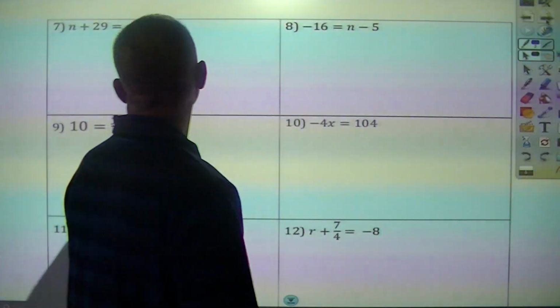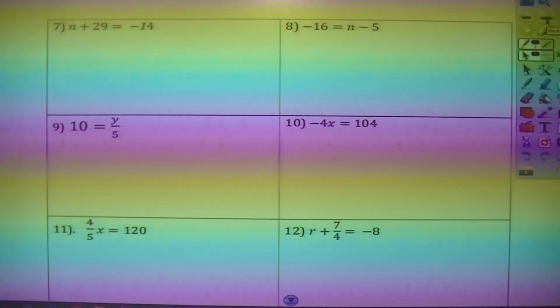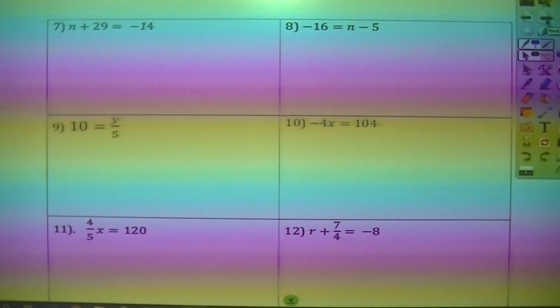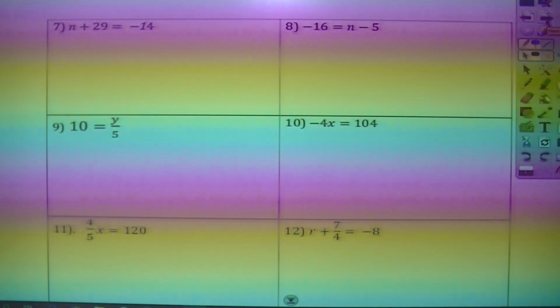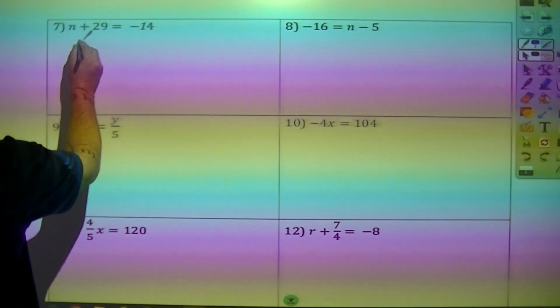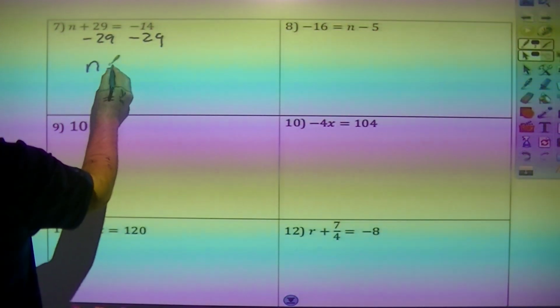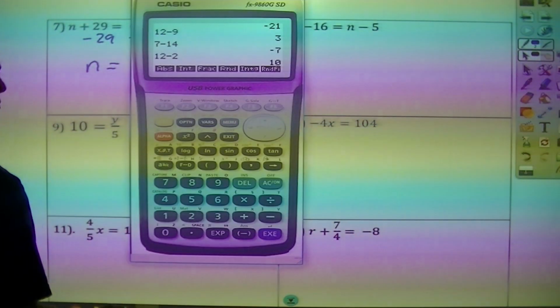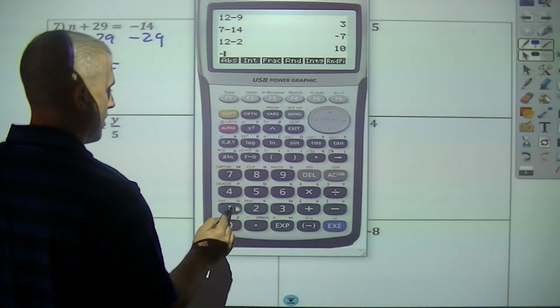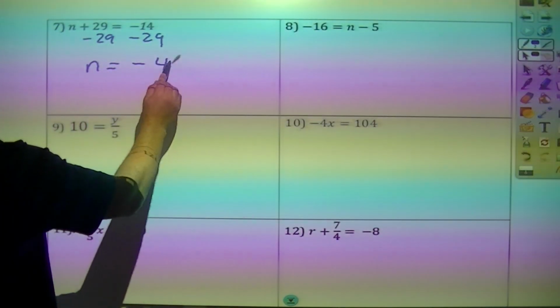I think we're going on to equations. So we're solving equations here. I want to make sure I got everything. Yep, we're fantastic here. So what I want to do is whatever the operation is, so that's addition, the opposite operation would be subtraction. So I got negative 14 minus 29. That's negative 43.